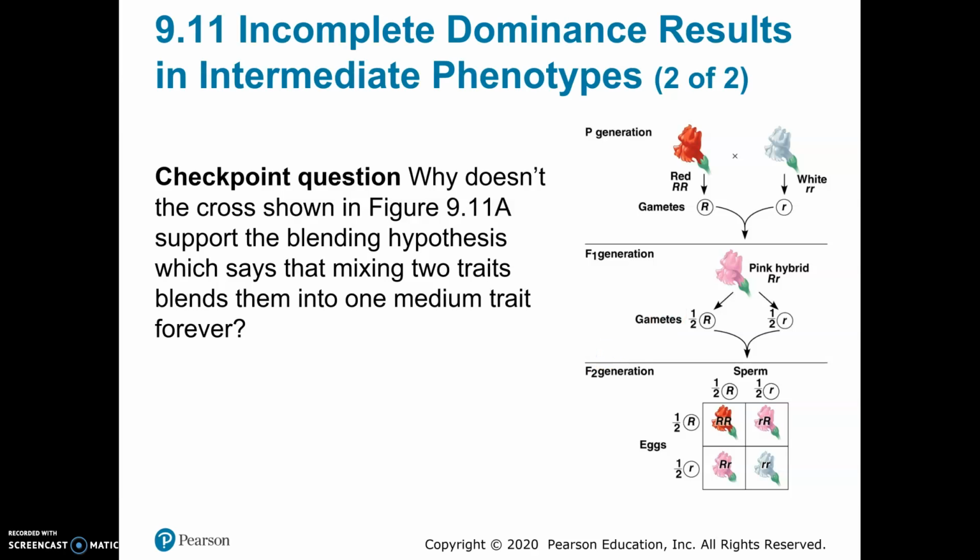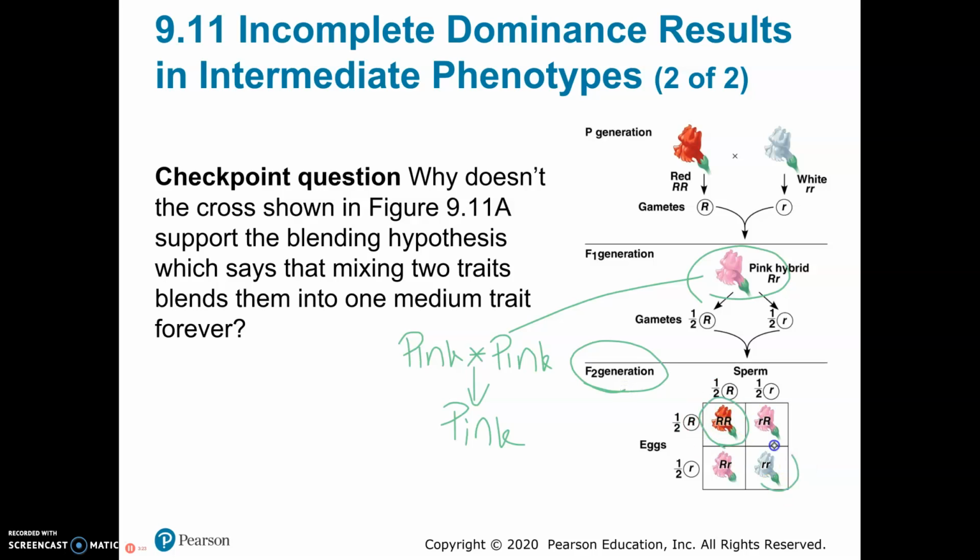So checkpoint question, why doesn't this cross support the blending hypothesis? So this is what they believed before Mendel. They said, oh, if you cross red and white, they blend together and they make pink. Well, that hypothesis would have said that then if you crossed pink with another pink, all the offspring would just come out pink forever. That the traits blended together and pink was like a brand new gene. Well, the reason we know that's not true is because if we look at the F2, when we cross 2 pinks, notice how we get red and white back again. So that proves that blending is not what's happening.